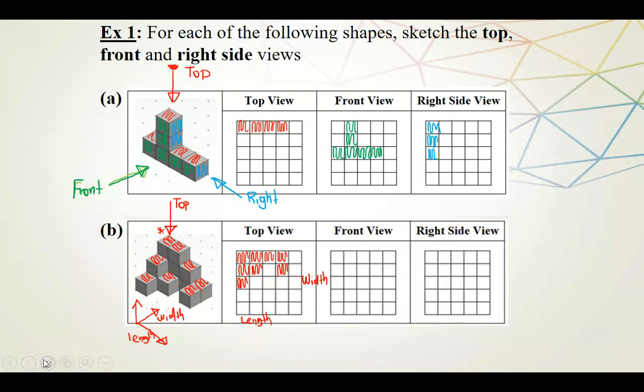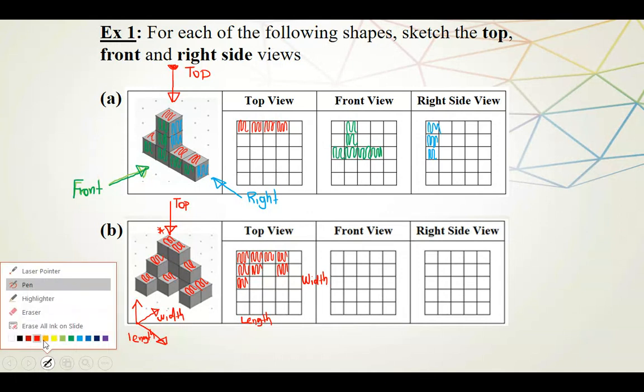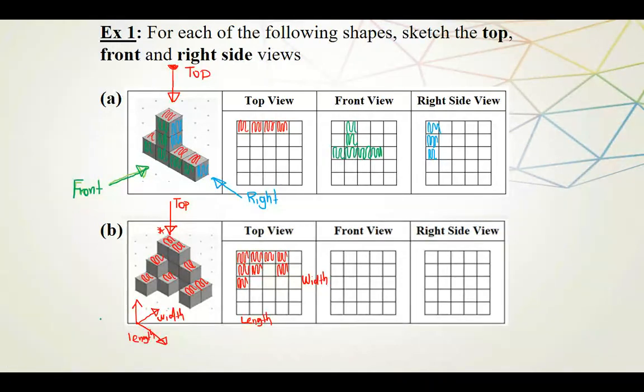Okay, let's go to the front view. So let's do that one in green. The front view is we're going to view this from this perspective. So that's my front. Shade in all the different blocks that you would see if looking at it from the front. So I'd see this one. You would see this one, this one, this one, this one, this one, this one, this one, and that one.